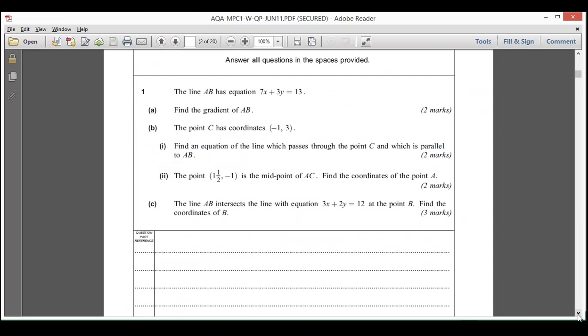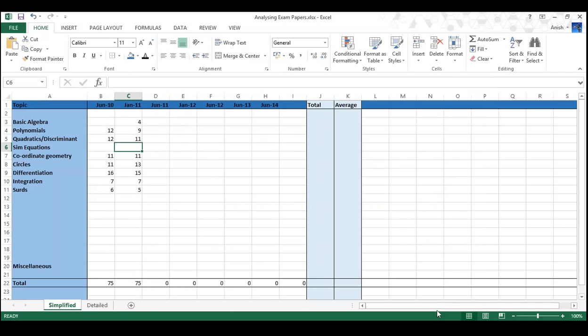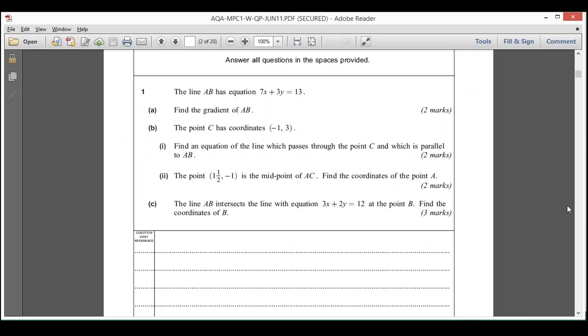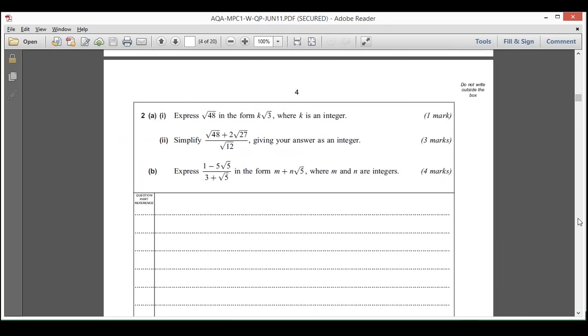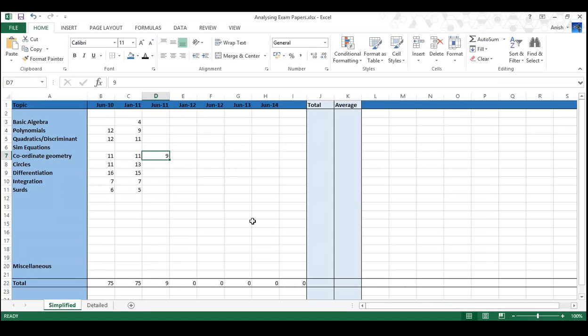Okay, so this one is coordinate geometry. That's 6, that's 9 marks on coordinate geometry. Surprisingly, we haven't had a simultaneous equations one, or it might just come under one of the other topics and I haven't included it. Surds, that's 8 marks on surds, so this was a much bigger question on surds.